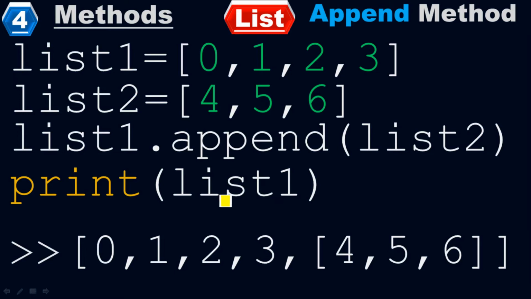So when you take the print of list1, look, list1 is this list, 0, 1, 2, 3. When you take the print of list1, you will get 0, 1, 2, 3, and then comma, this second list, list2, 4, 5, 6. Because we have appended list1, which is this, with list2, which is this. Therefore, you will get an extra part here, which is this list, when you append list1 by list2.